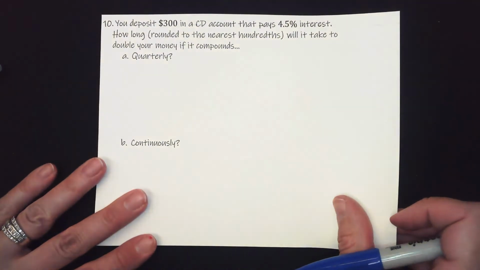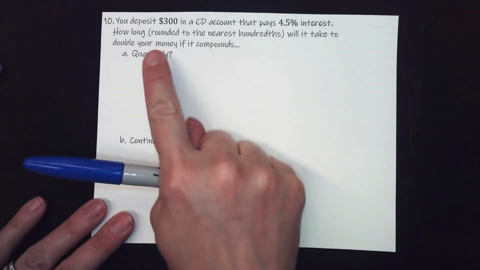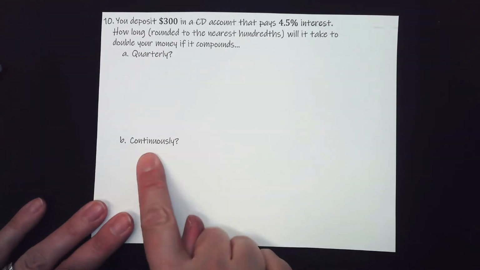If I can find it, here it is. Okay, now this one's not a Newton's law of cooling. This one is a compound interest formula, or a problem. It says you deposit $300 in a CD account and it pays 4.5% interest. How long, rounded to the nearest hundredths, will it take to double your money if it compounds quarterly and continuously?